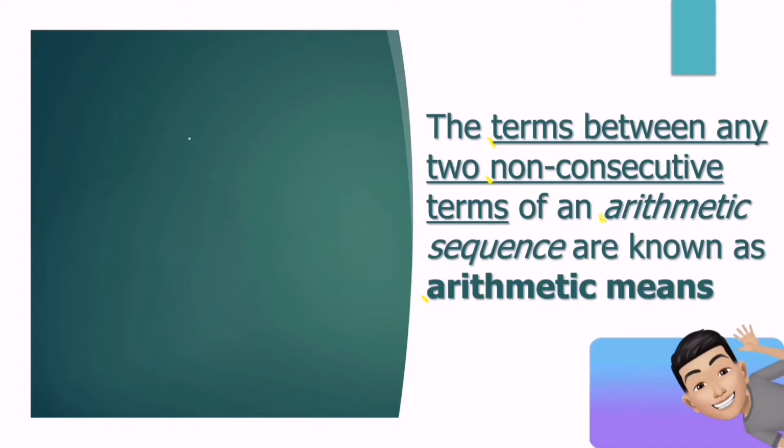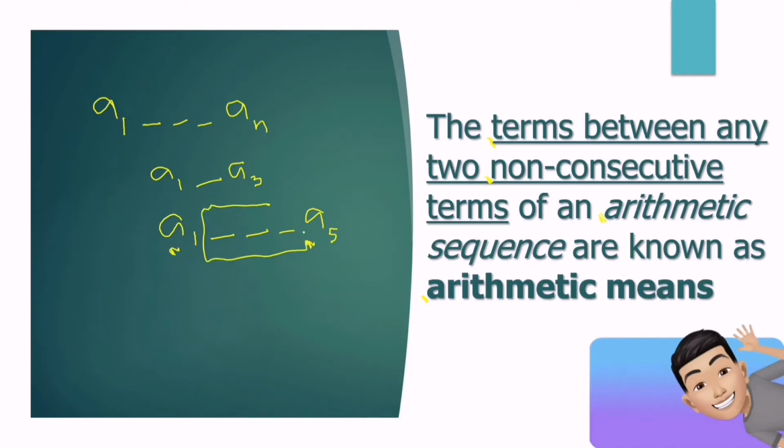So ang ibig sabihin lang nun, halimbawa, kung meron kang a sub 1 tapos meron kang a sub n, meron kang specific number ng terms na pwedeng ilagay dito. Pwedeng isa, no? Halimbawa, a sub 1, tapos isa, obviously, ang susunod doon, a sub 3. Tama ba? Tapos kung halimbawa, a sub 1 yung unang term, pag i-insert ka ng tatlo, magiging a sub 5 yung last term. Itong a sub 1 at a sub 5 are non-consecutive terms. So, itong mga terms in between them na i-insert mo, yun yung tinatawag na arithmetic means. Okay?